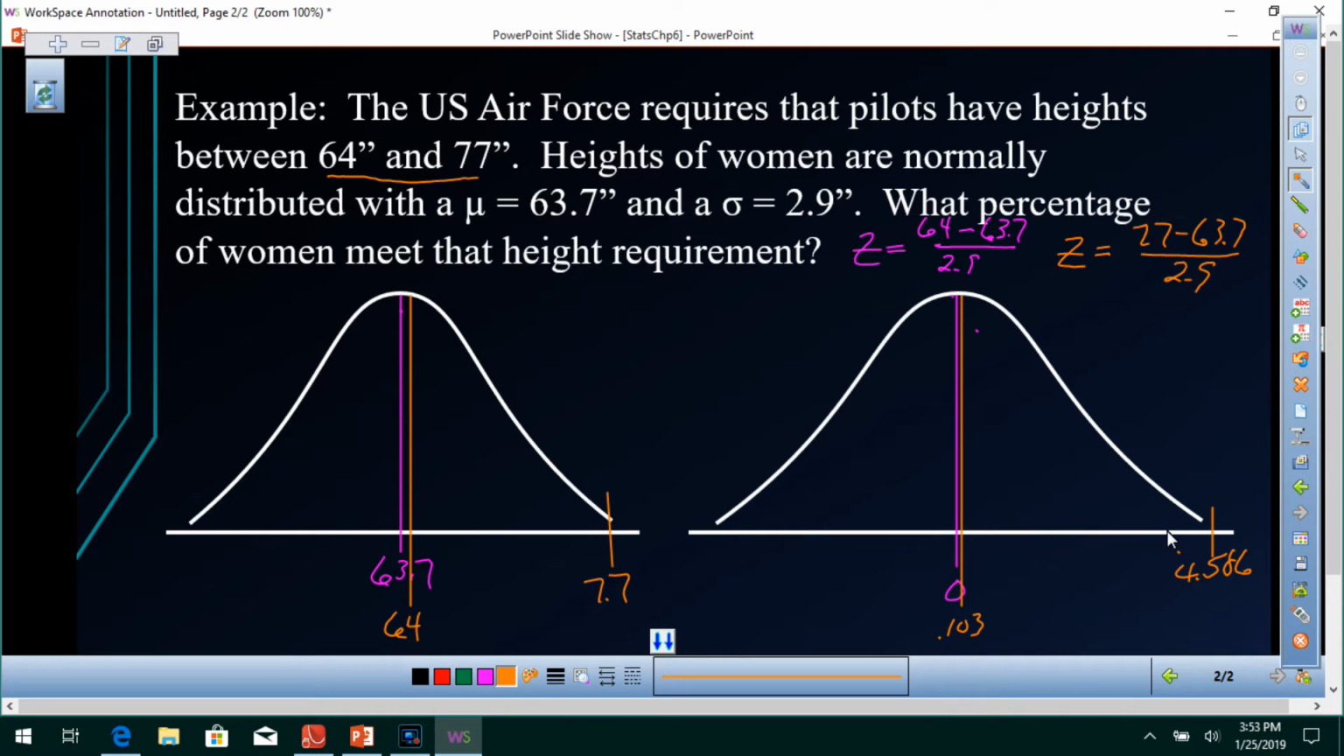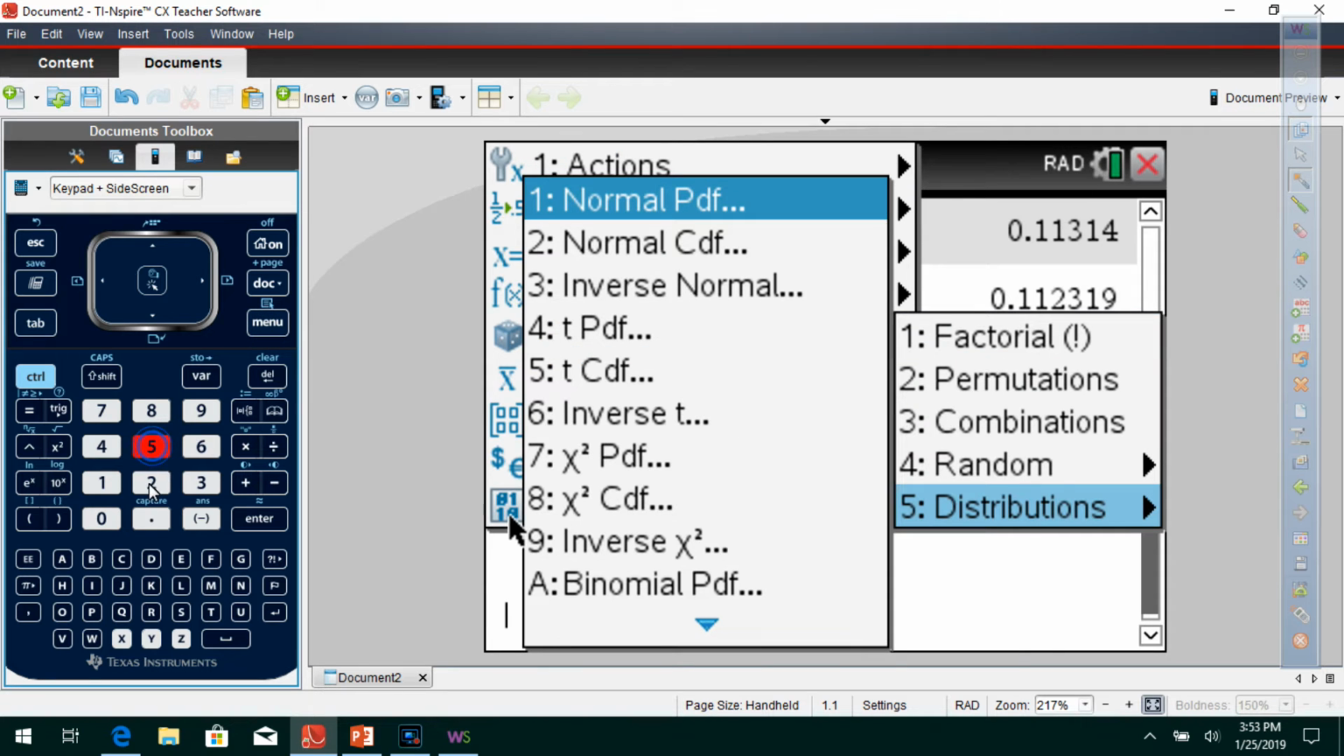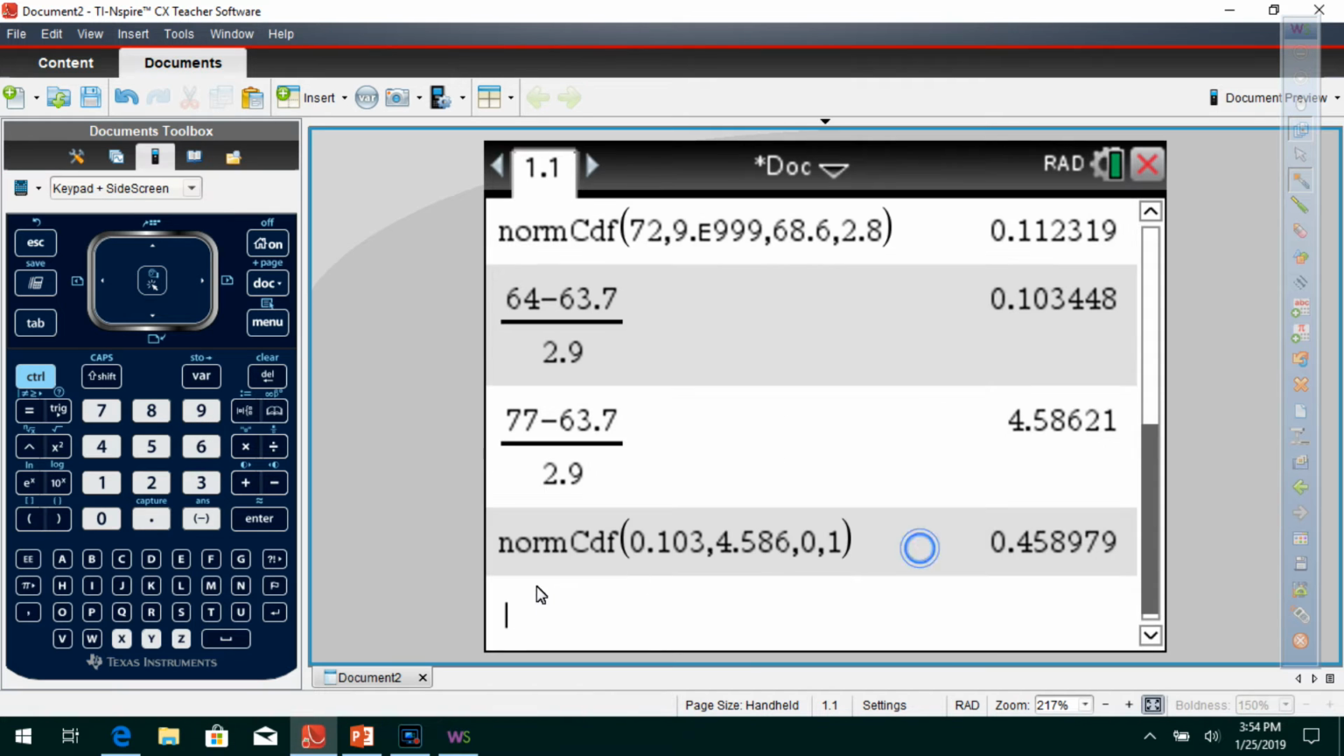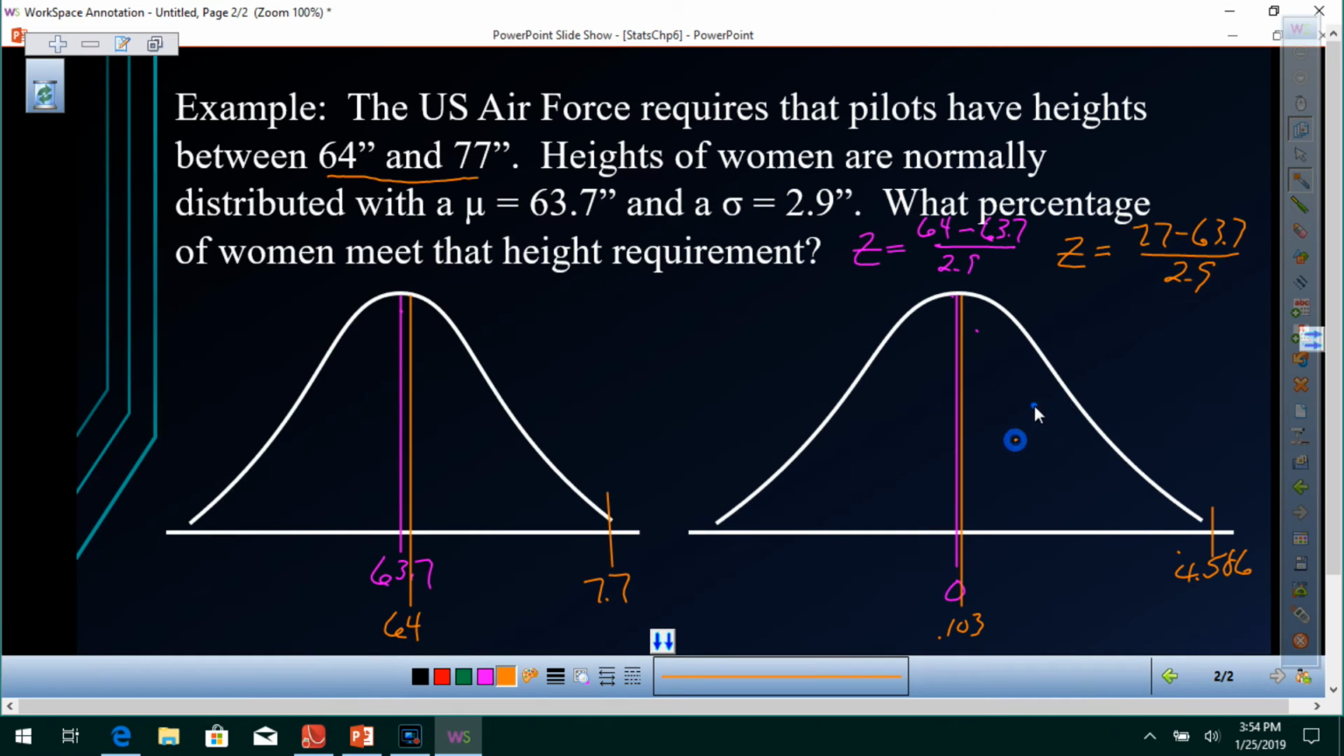So what we're going to do is find the area between 4.586 and 0.103, using the menu. Our lower bound is 0.103, our upper bound is 4.586, and that gives us 0.4589. So basically, only 46% of the women fall in that category.